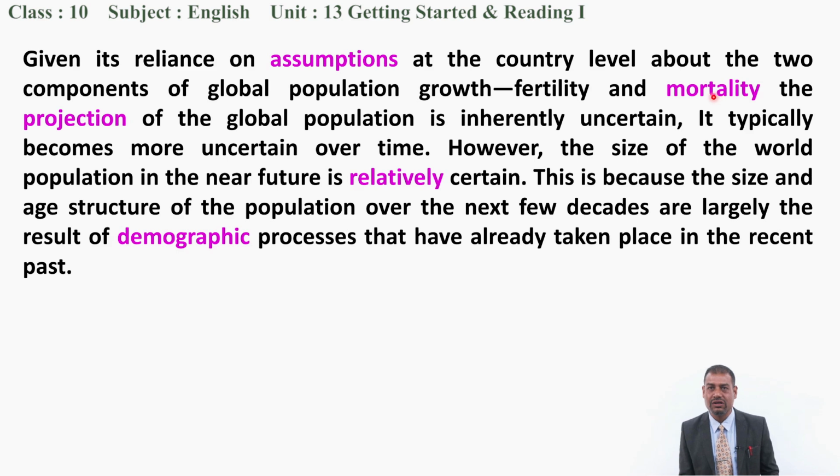Can you guess the meaning of this word mortality? Oh yes, you are right again. Death rate, and because of death, the number of population goes down, and because of growth, fertility, the number of population goes up. Okay, so because of this reason, the number of population will be uncertain, and then again it can be more certain over time. Okay, if there is control of fertility or mortality, this is what you can find. So this is the demographic process. Now these are the main ideas of this paragraph.